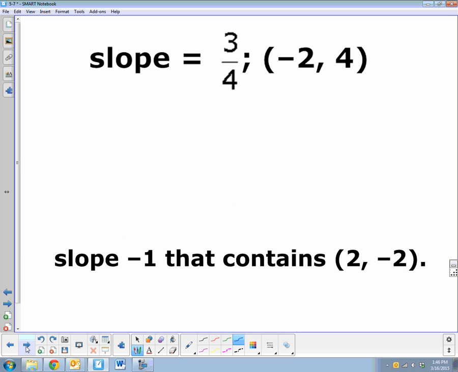Okay, we've got two more here. How am I doing on time? I'll be all right. So we've got our slope, we've got our y-intercept. I'm going to speed up a little bit so you can always pause it and slow me down.